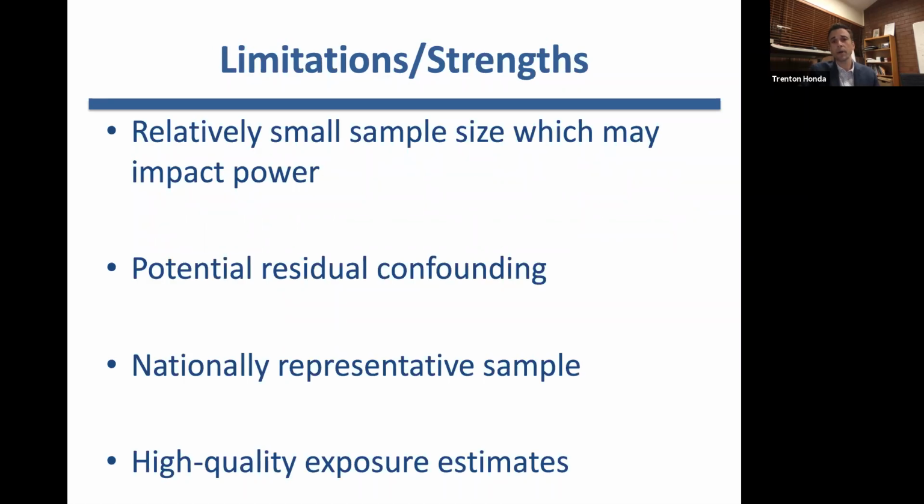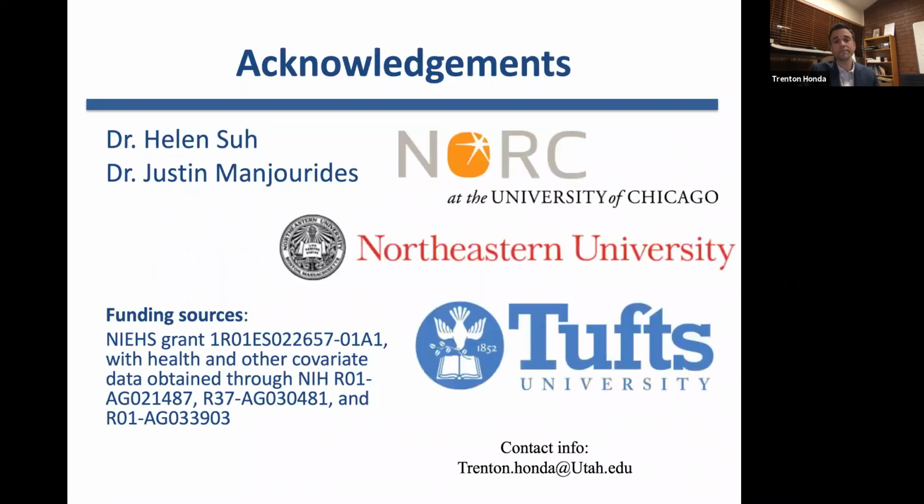So there are a number of limitations to our study because we're looking at just over 4,000 people across 2 waves. We have a relatively small sample size, which may impact our power to detect effects. There's potential residual confounding because we do not have information on important confounders such as diet, which would potentially affect both of our outcomes. Strengths include that we're using a nationally representative sample, and we had high quality exposure estimates for both urbanicity and neighborhood green space. I'd like to thank the people who contributed to this study and our funding sources.